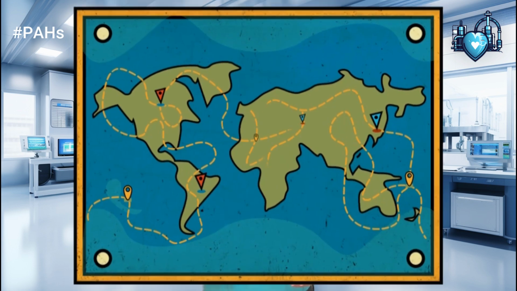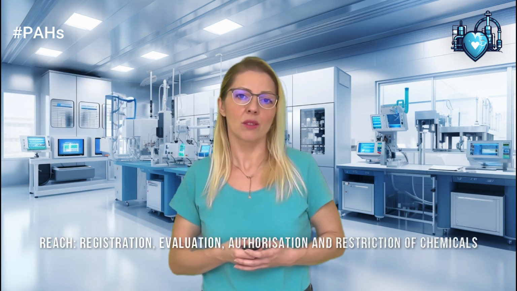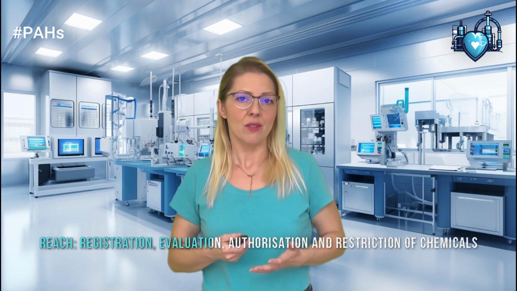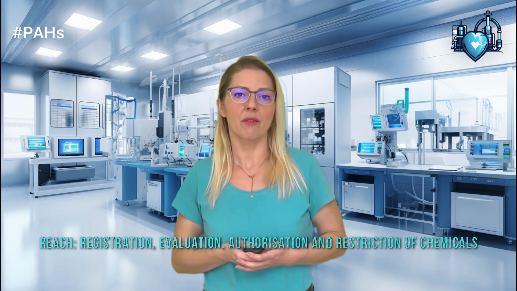Different regions around the world have set limits on the amount of PAHs allowed in rubber goods, especially in products that come in contact with human skin. In the European Union, PAHs are tightly regulated under the REACH regulation, which stands for Registration, Evaluation, Authorization, and Restriction of Chemicals. Especially Annex 17 of REACH restricts the presence of PAHs in consumer goods.